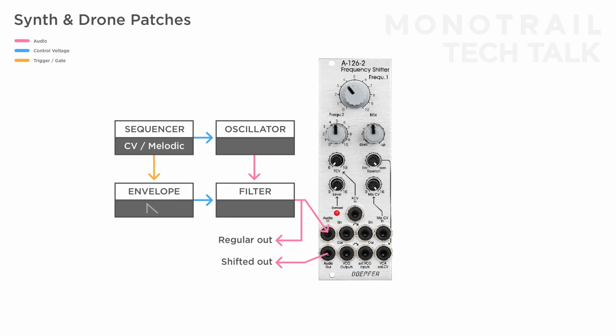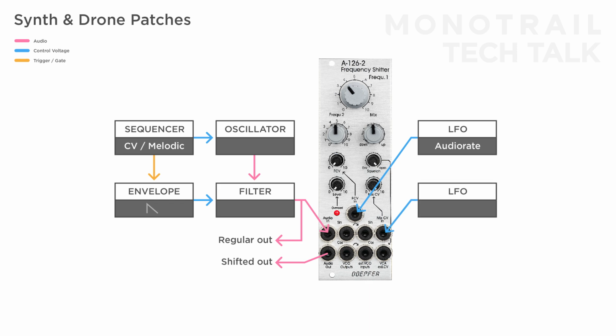You can add a bit of audio rate modulation to the frequency, a slow LFO to the mix CV, and play with the filter and balance between the original sound and the frequency shifted version.